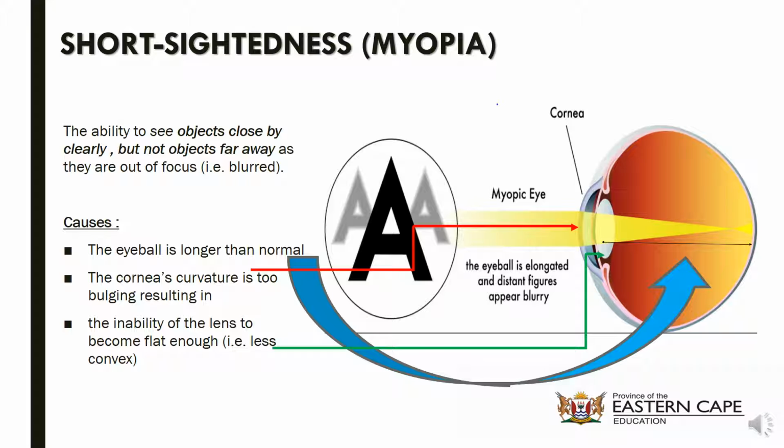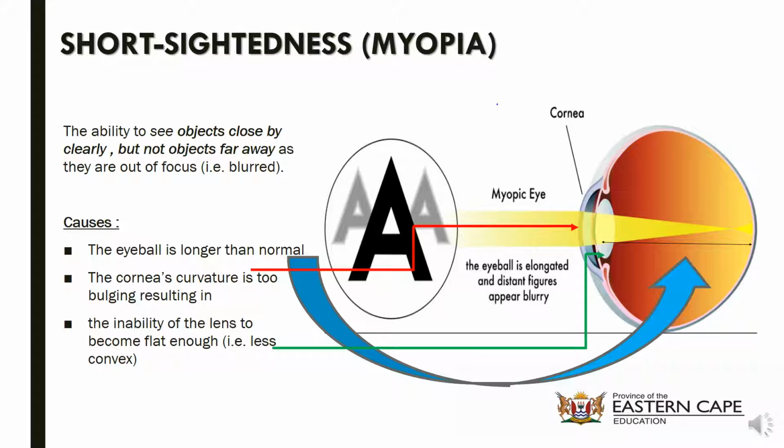When you looked at accommodation yesterday, we said, well, when it comes to the eye, we talk about near vision and far vision. Anything that's classified as near vision is within 6 meters, and anything 6 meters and above is classified as being distant vision. So when you talk about short-sightedness, it means that you are able to see anything within the 6 meters of your eyes. However, anything further than 6 meters becomes blurry. You struggle to see it.